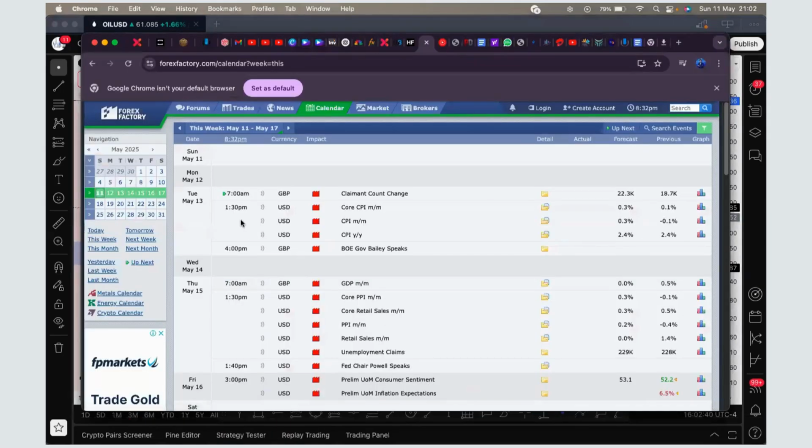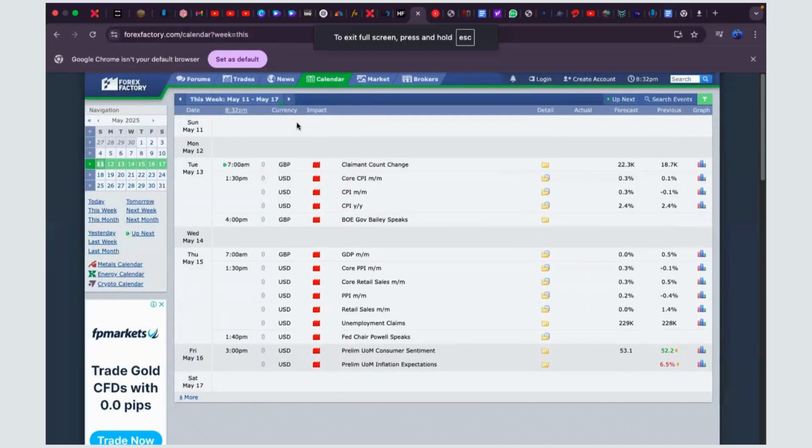week. So on Monday, there is no red folder. We can clearly see no red folder on Monday. And on Tuesday, being the 13th of this month, around 7 a.m., we have claimant count change coming out for the GBP. But luckily for us, we don't trade GBP pairs. We only trade XAUUSD and the newly added to our watch list, US oil.